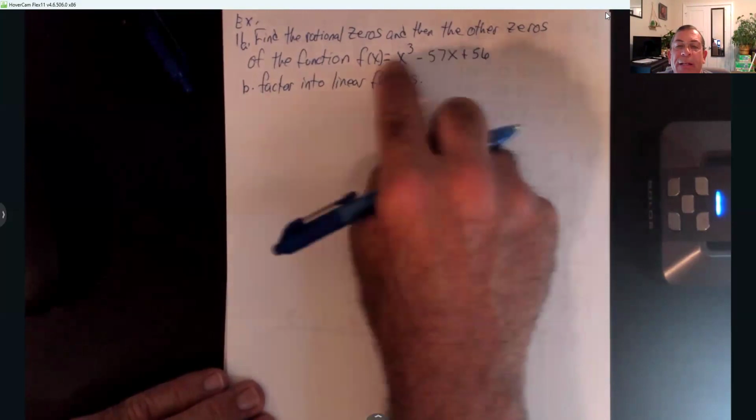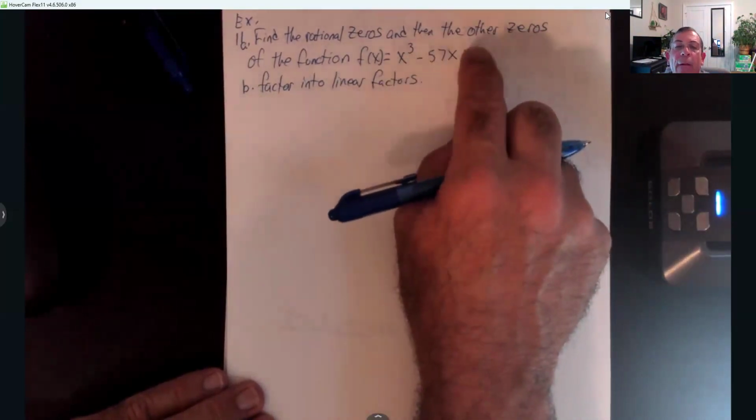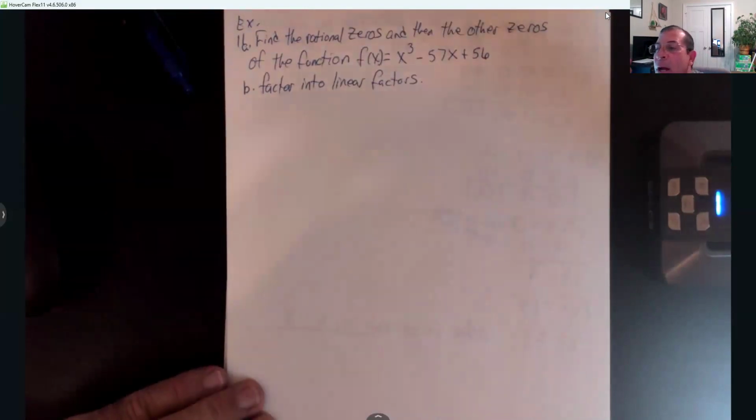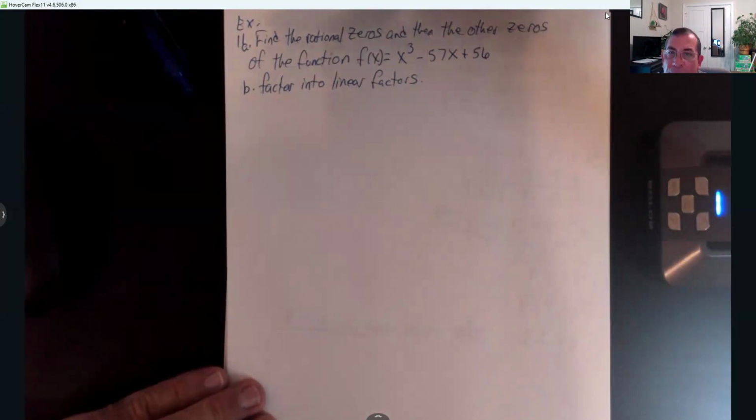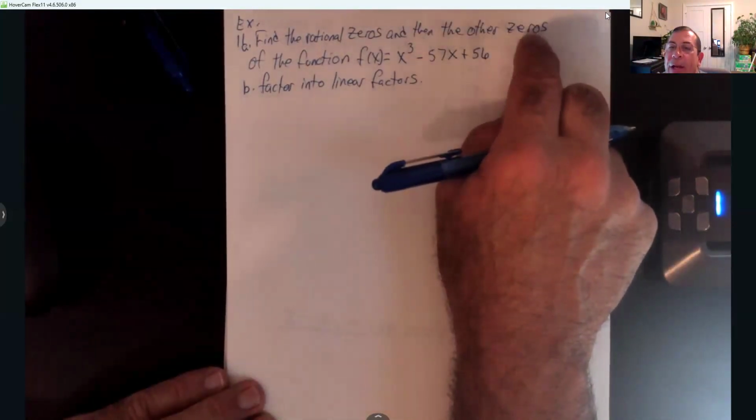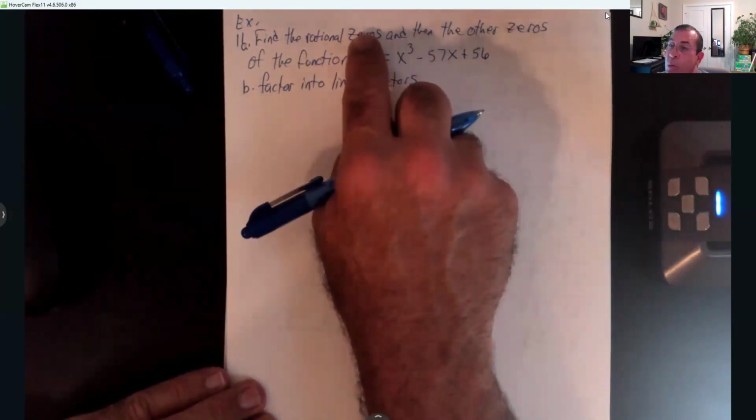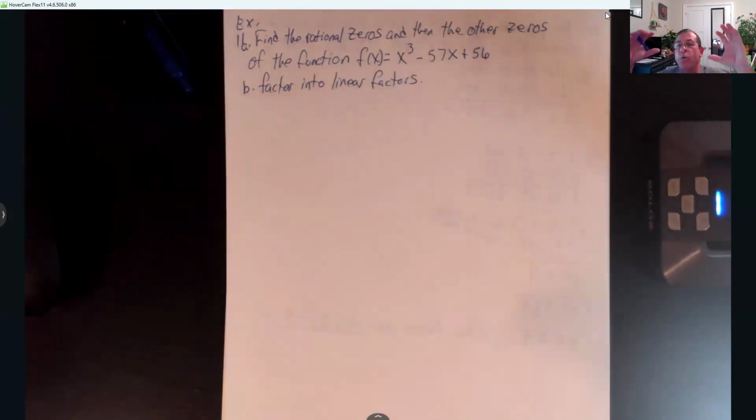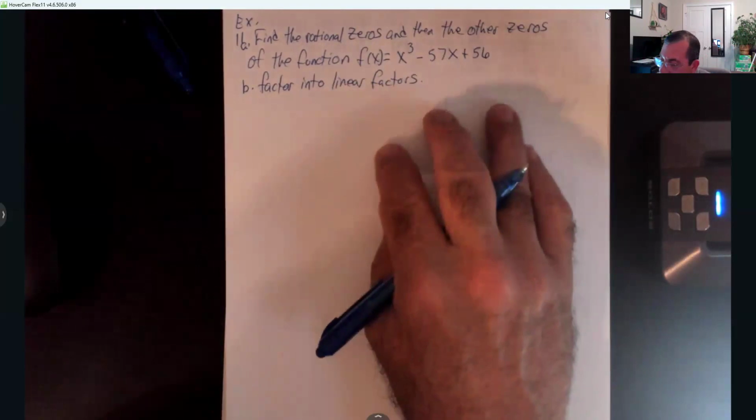So this means basically find all the zeros. Rational zeros are the zeros that are not radicals or are not imaginary. The other zeros are your imaginary and your radicals, okay? Everything else will be rational. Now, when they say factor into linear factors, they just wanted to put it in parentheses. Okay, so I'll show you how to do that.